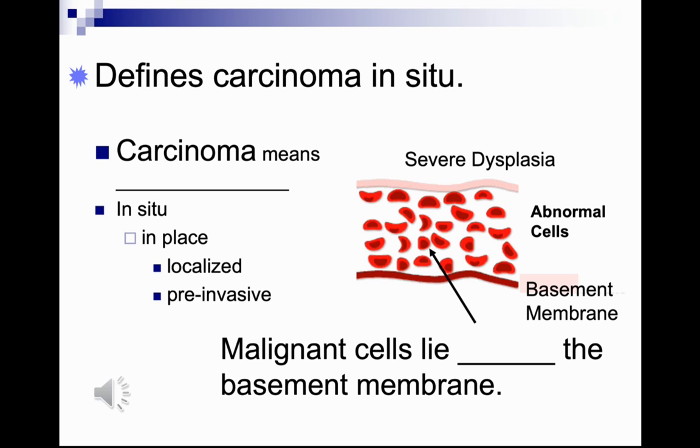Carcinoma means epithelial. In situ means in place, localized, or pre-invasive. All of the malignant cells lie above the basement membrane. Note the basement membrane that separates layers of tissue. All the malignant cells lie above the basement membrane. Severe or high-grade dysplasia may be considered carcinoma in situ.